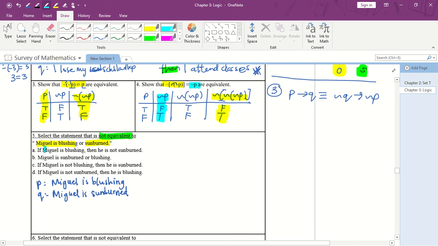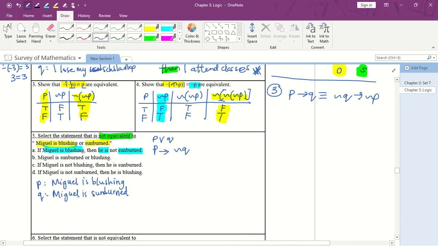If Miguel is blushing, then he is not sunburned. Okay, from this one, if Miguel is blushing is P, arrow, then he is not sunburned. He is not sunburned, so we can say it's negation Q. So the first one here, A, is P to negation Q. And let me write the first one also, the question. Miguel is blushing or sunburned? Or, so I would say it is P or Q.